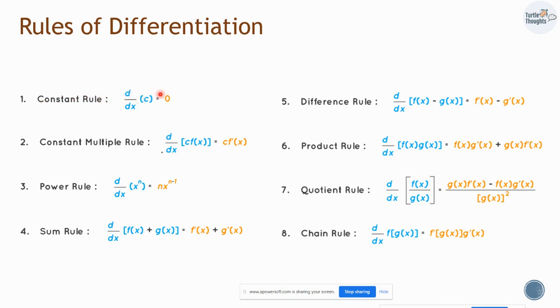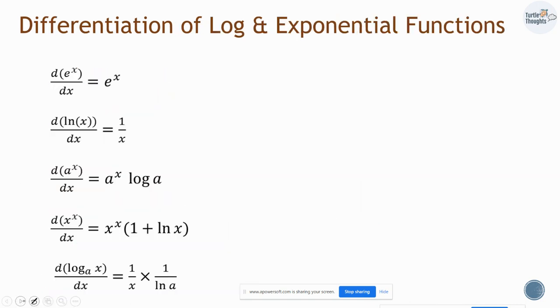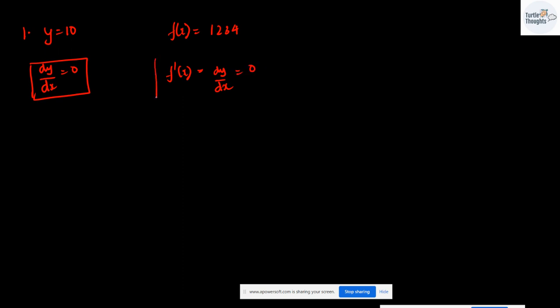Differentiation of a constant is going to be equal to 0. Let me take an example of the same. If I have y is equal to 10, then I can write dy by dx is going to be equal to 0, as y is equal to 10 and 10 is a constant. Similarly, if I have f of x is equal to 1234, f dash of x, which is going to be the differential of the function f of x, or I can write this as dy by dx, is going to be equal to 0, because 1234 is a constant. This will be your first.